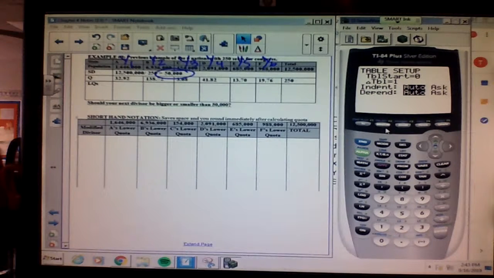We good? You let me know when you're ready, Derek. Okay, so the first thing I want to do is divide all of these by the standard divisor. So I tell my table I want to start at my standard divisor. So you put 50,000. We then hit second graph.